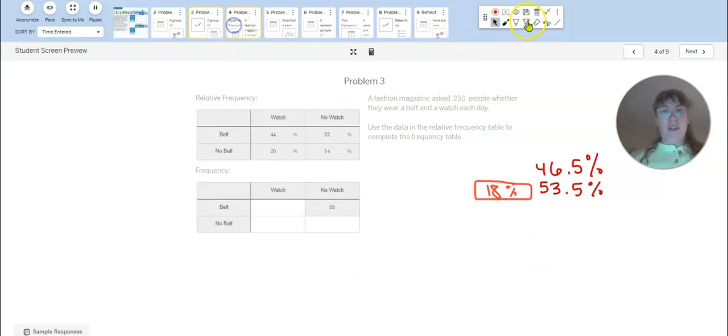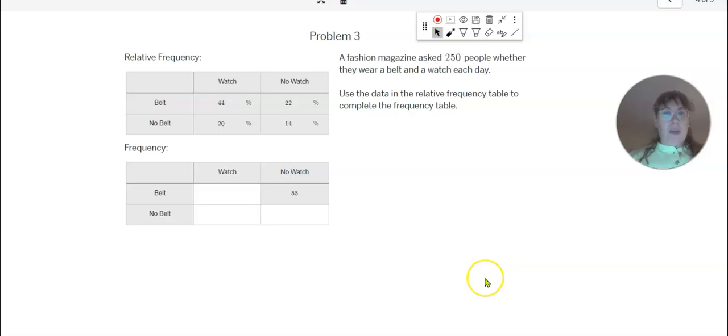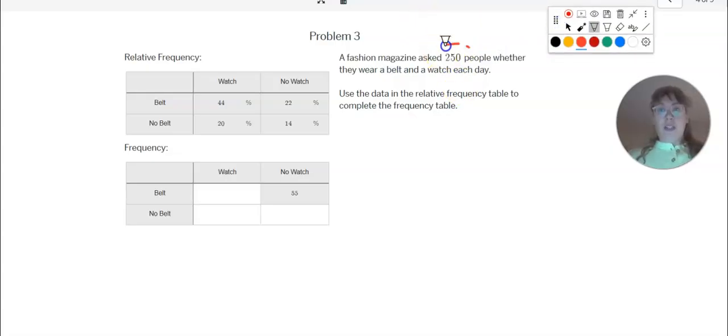Beautiful. Next slide. A fashion magazine asked 250 people whether they wear a belt and a watch each day. Use the data in the relative frequency table to complete the frequency table. So our relative frequency gives us the percentages. We also know what our grand total is. This is important. 250 people. So that goes in that bottom corner, right?